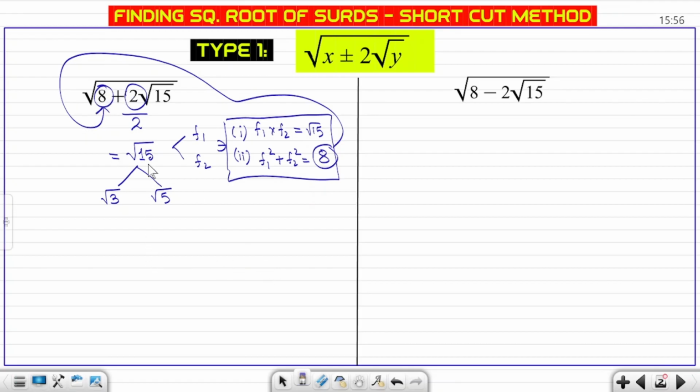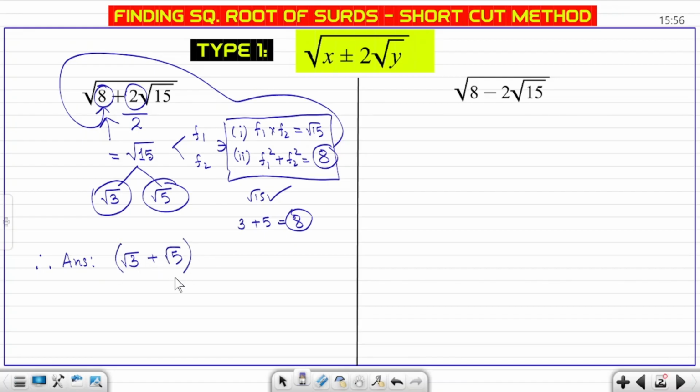So root 15 can be broken down into root 3 and root 5. Let's check. Root 3 times root 5 means root 15. First condition is fulfilled. Second condition: root 3 squared is 3 and root 5 squared is 5, so it is 8, which is equal to this, right? So the condition is fulfilled. Therefore the answer would be root 3 plus root 5.